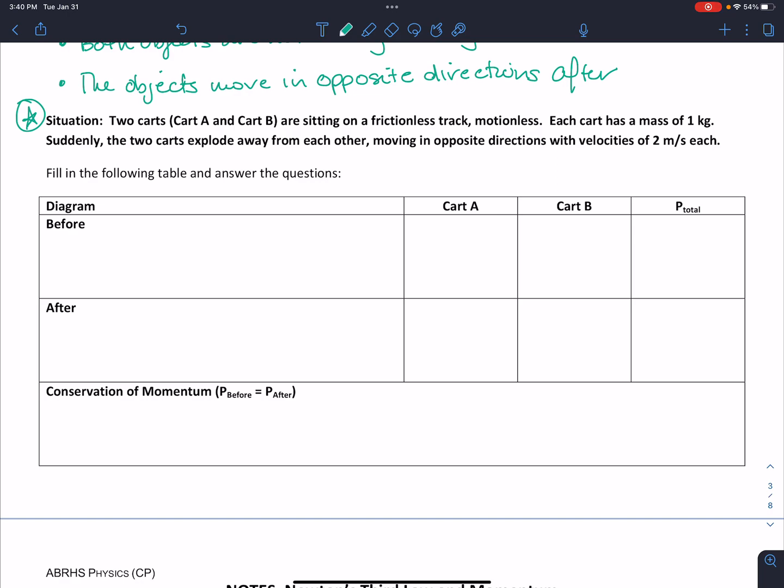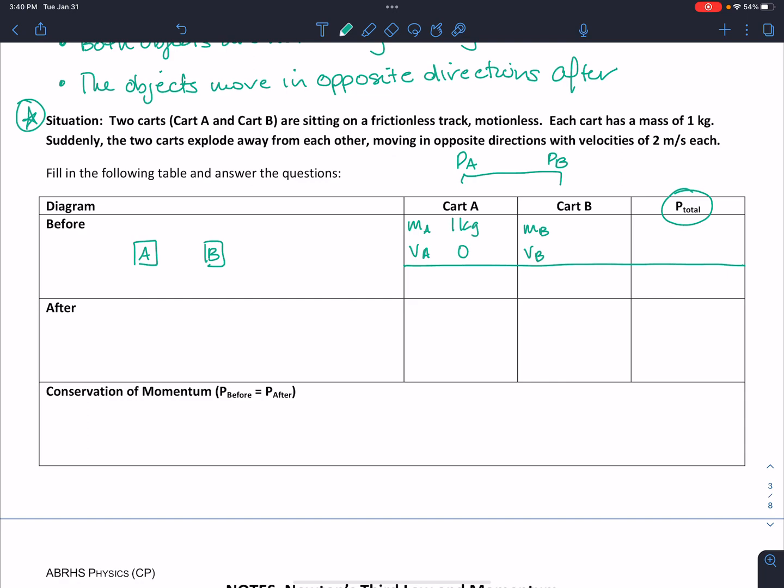We're going to start with a diagram. For this particular situation, I have cart A, and then I have cart B, and they are just sitting there doing nothing. Over on this portion of the table, I'm going to calculate the momentum of A and the momentum of B, and then the total momentum before, and then we'll look at what happens after. For momentum, I need to know the mass and the velocity. According to the problem, cart A is 1 kilogram, and it's initially motionless, so no velocity. Cart B is 1 kilogram, and it's initially motionless, so 0 velocity.